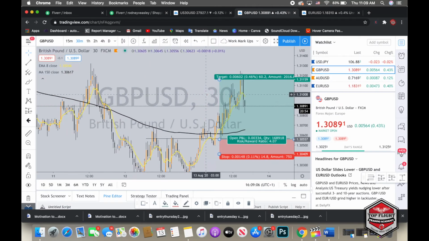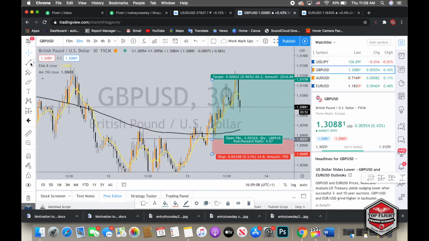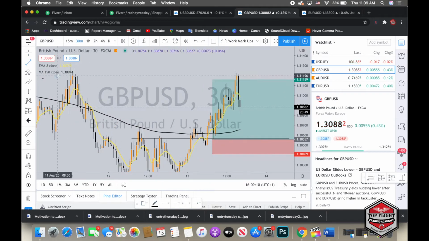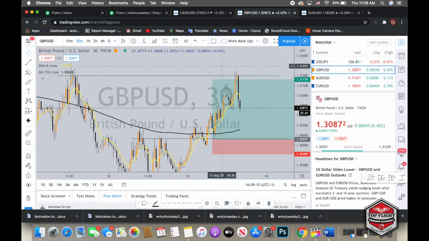Now, why did I pull my profits here? Because I noticed that once this came here, this was a level of resistance, and there's going to be some kind of pullback, which you guys seen that happen, and I took my profits as soon as I seen that it hit this resistance level here, okay?